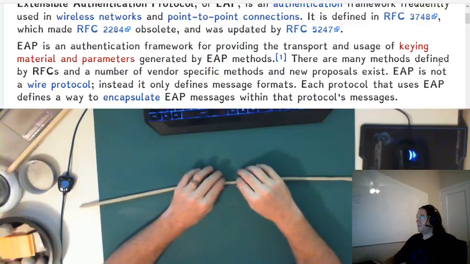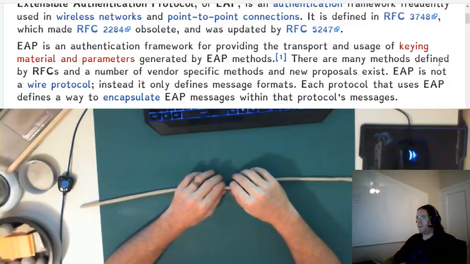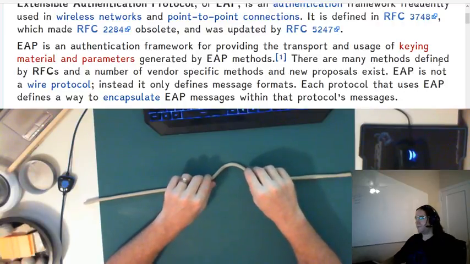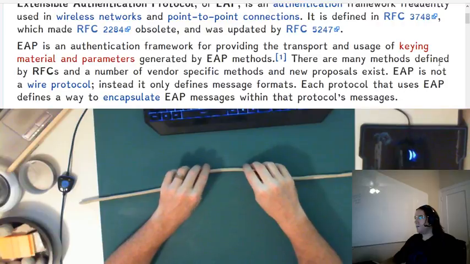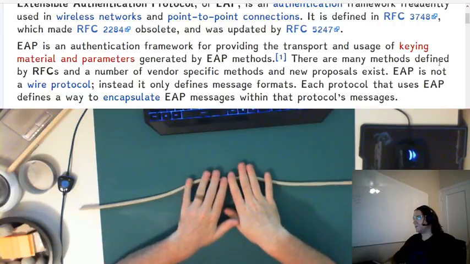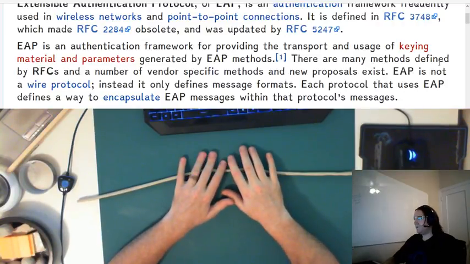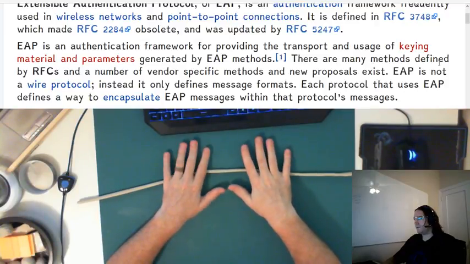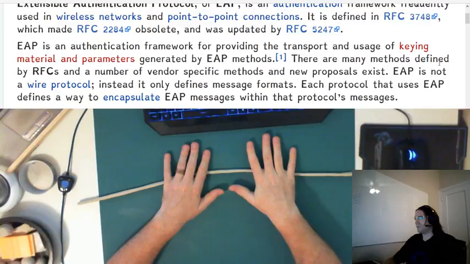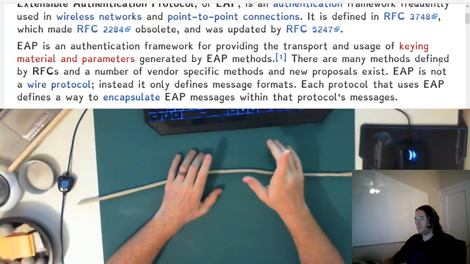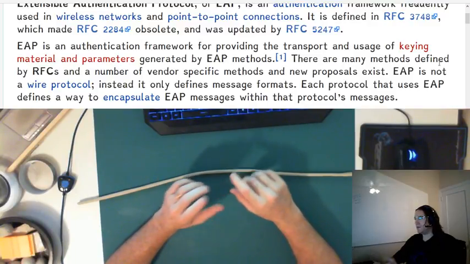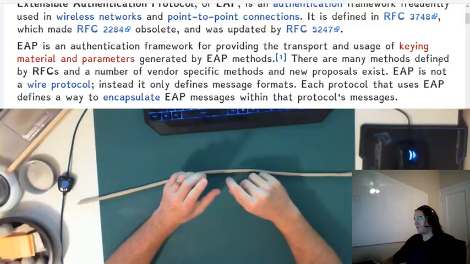There are many methods defined by RFCs and a number of vendor-specific methods and new proposals exist. EAP is not a wire protocol. Instead, it only defines message formats. Each protocol that uses EAP defines a way to encapsulate EAP messages within that protocol's message.